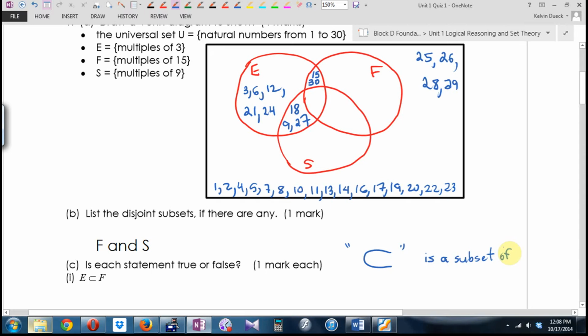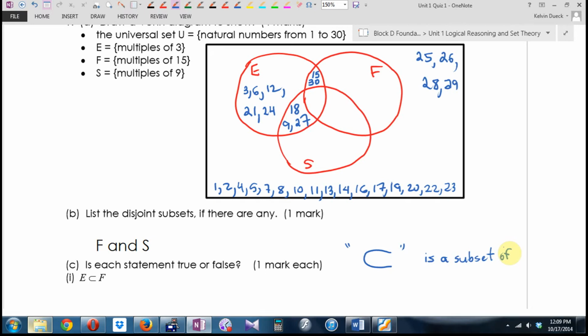So, E subset F, here's what it's saying. If you're a multiple of 3, does that automatically mean that you're a multiple of 15? Say what? If 3 goes into you, does 15 automatically go into you? So is E a subset of F? No, F is a subset of C.